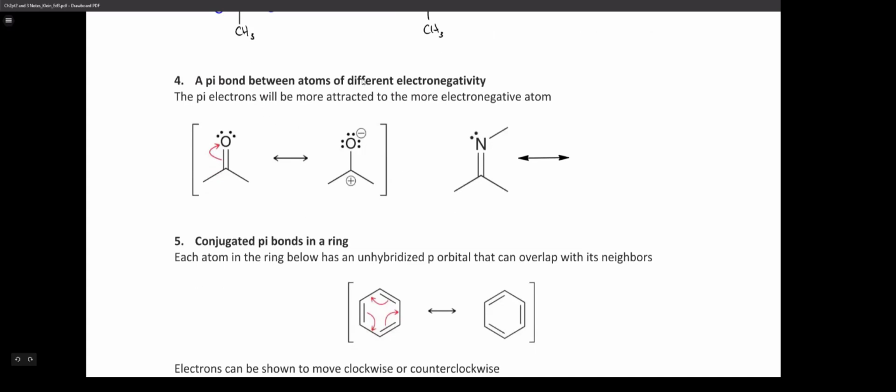Okay. Pi bond between atoms of different electronegativity. Where are the electrons going to want to go? This isn't a new pattern. This is a pattern we've already seen. If you're going to pull them anywhere, given the choice, do you want to push these electrons to the carbon or the oxygen? The oxygen. Yeah, the more electronegative. Exactly. So going the other way would give you this.